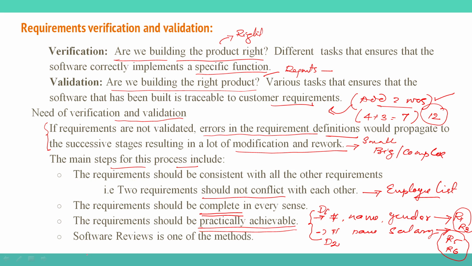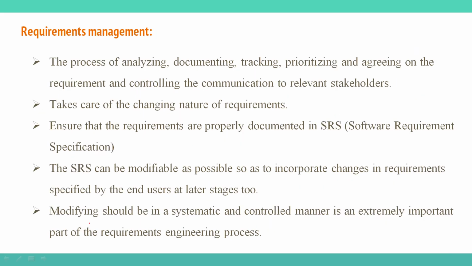For this, one of the methods should be used, like software reviews, inspection, or some such method. Software reviews are one of the methods for validation and verification. So that is called requirements verification and validation. Then the last one in the stage is the requirement management process. It is the process of analyzing, documenting, prioritizing, tracking and agreeing on requirements and controlling the communication to relevant stakeholders.